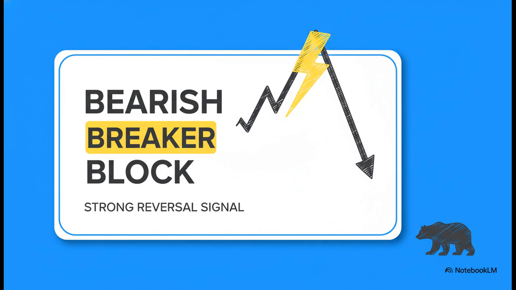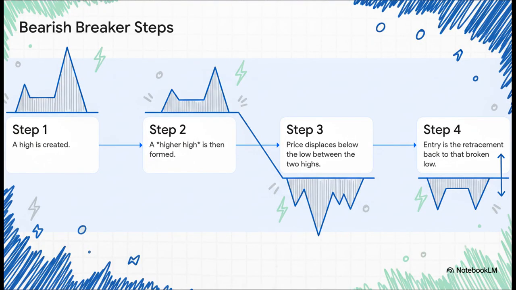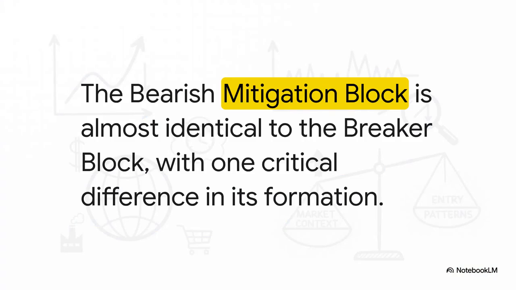Think of it like a footprint, a clue left behind by the big trading algorithms when the market shifts from bullish to bearish. Okay, let's break this down. It's a simple sequence. First, the market makes a high. Then, and this is the key part, it pushes up one more time to make a higher high. Got it? After it fakes everyone out with that new high, the price just collapses. It smashes right through the low that was sitting between those two peaks. Your entry opportunity comes when price tries to crawl back up to that level it just broke. That's your spot.